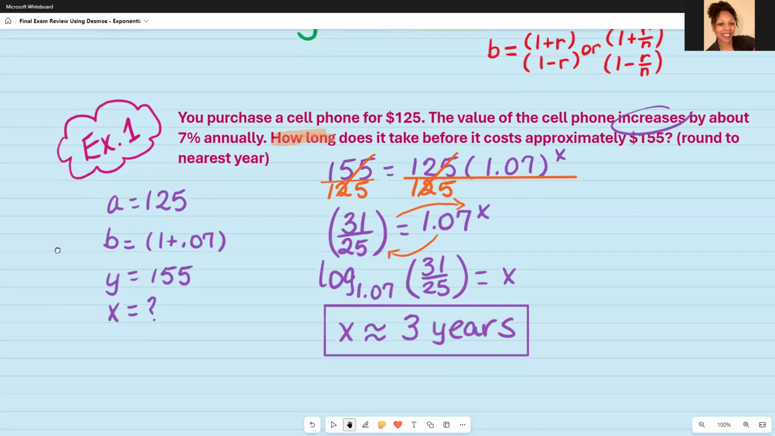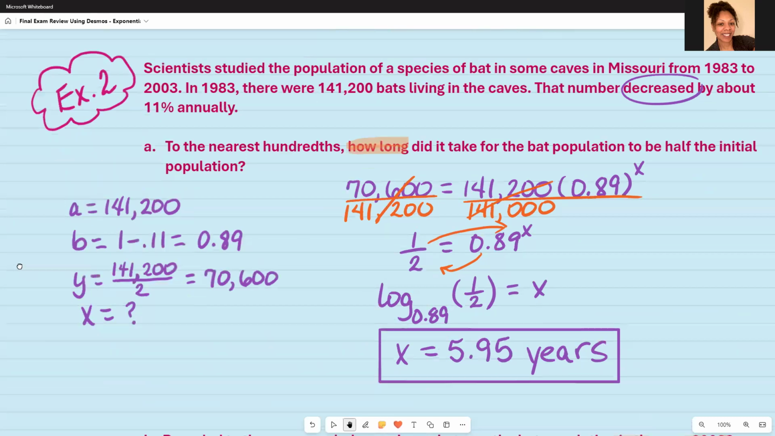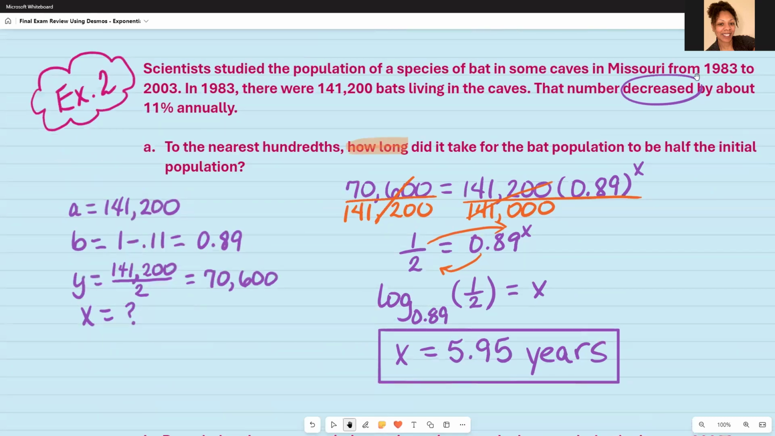So if I go to my next example, I'm going to do the same thing. I'm going to read through it and look for data and then try to label it based off of the variables that are shown in my formula. I see the years 1983 and 2003, and I'm told that in 1983, there were a certain amount of bats. So I know this is what I initially started with. So that's going to be A or P.